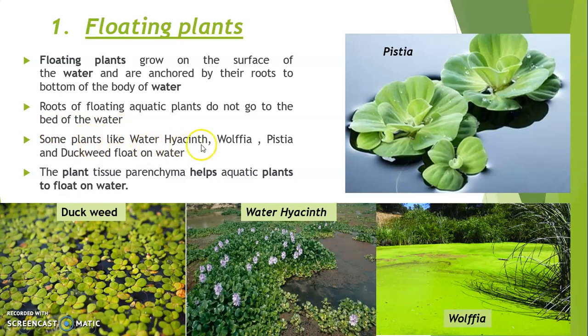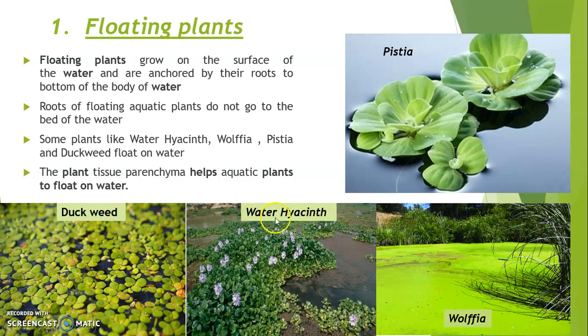Some plants like water hyacinth, Wolffia, Pistia, and duckweed float on the water. So these are some of the examples. So see, this is Pistia. These are the leaves. The leaves look like a flower. So this plant is Pistia. It keeps floating over the water. Then this one is Wolffia. You must have seen some rivers covered with green. So that is a plant which is called Wolffia. Okay, this is again a very small plant. All of these are very small plants.